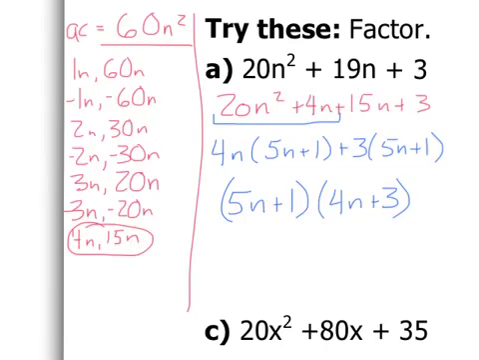Okay, here's letter A. You may not have had to list out all of the factors of 60n squared. You may have just been able to think, oh, it's 4 and 15. That's okay. However you find it, you find 4n and 15n. And that's what my middle term breaks into, right? 19n becomes 4n plus 15n. And then once I have 4 terms, I'm just factoring by grouping. Out of the first 2, I bring out a 4n. Out of the last 2, I bring out a 3. My 5n plus 1 parentheses are the same, so I bring those out. And I'm left with 4n plus 3. So 5n plus 1, 4n plus 3.